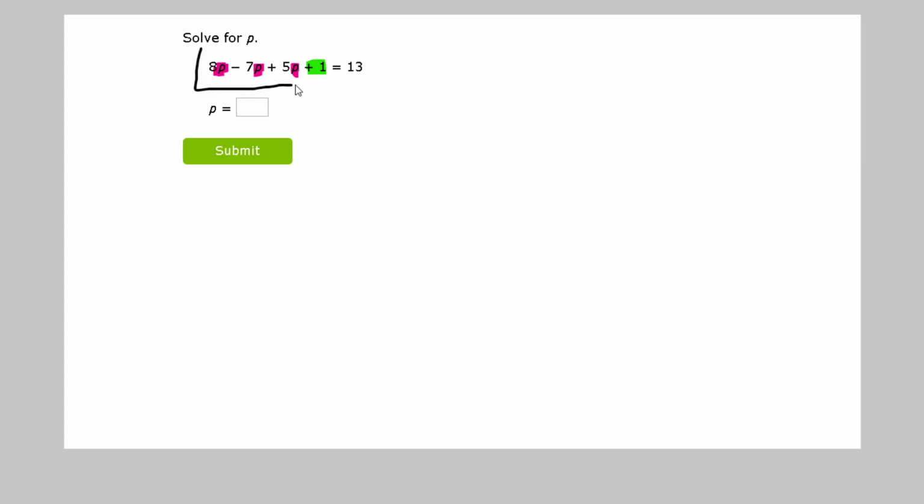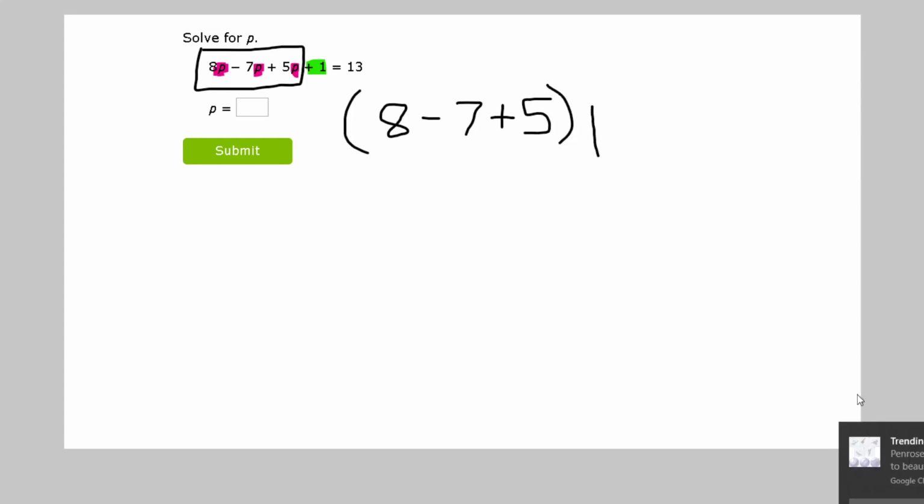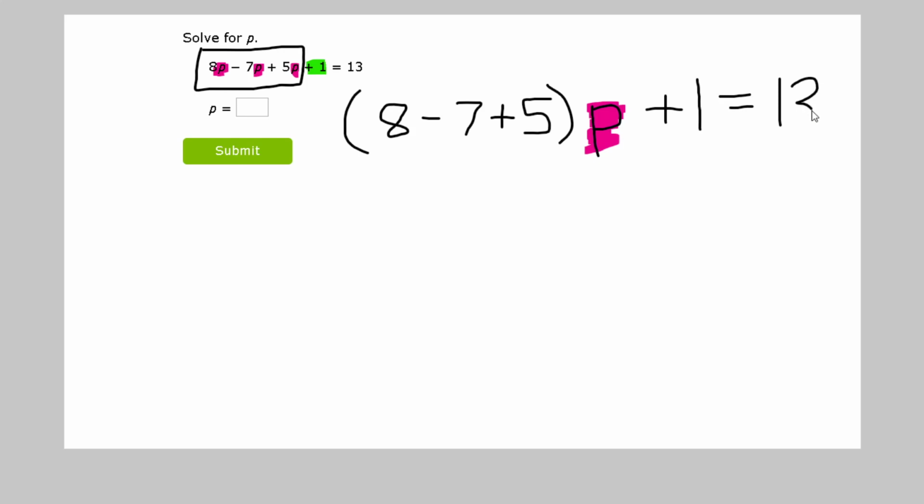So this means that we're going to work with these first. So we have 8 minus 7 plus 5. I'm just adding up the coefficients here. And then we have times p. And then we know we still had that plus 1, right? And we know this is equal to 13. So we're going to do 8 minus 7 is 1. And we know that 1 plus 5 is 6. So this is going to give us 6 times p.